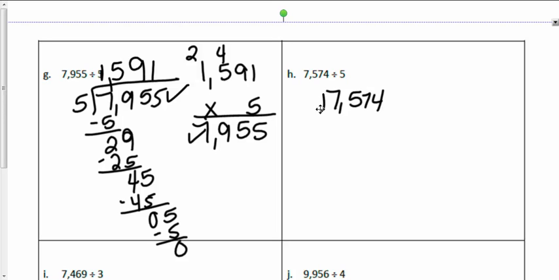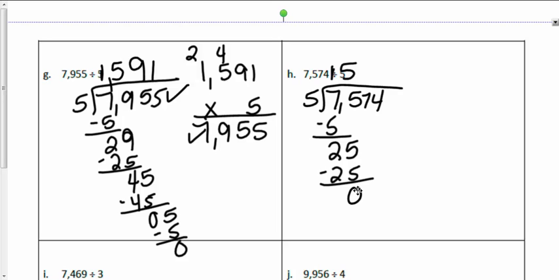I have 7,574 divided by 5. So I've got 7 thousands divided by 5. That would be 1,000. 1 times 5 is 5. I subtract. I have 2 thousands left over. Add that to the 500s. 25 hundreds divided by 5 would be 5, because 5 times 5 is 25. No hundreds left over, so now divide the tens. 7 tens divided by 5 is 1. 1 times 5 is 5. 7 minus 5 is 2. I'm going to add that to the 4 ones.